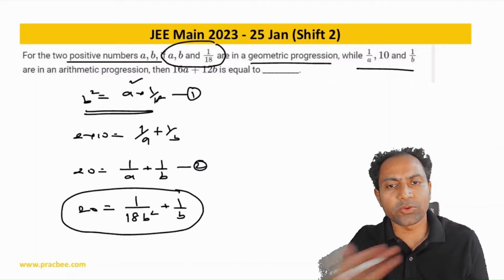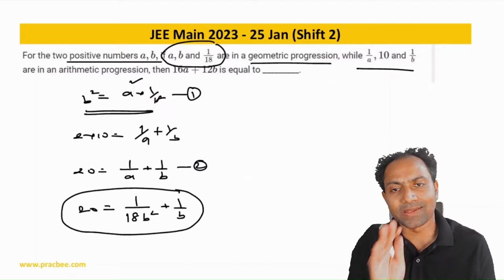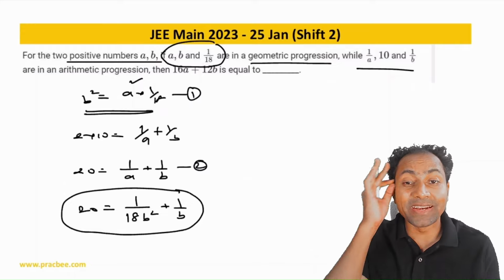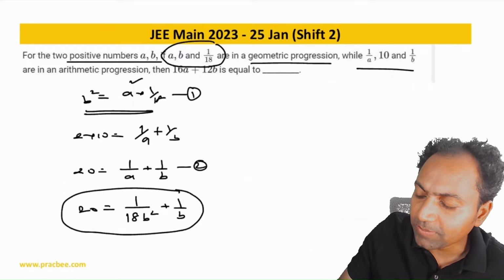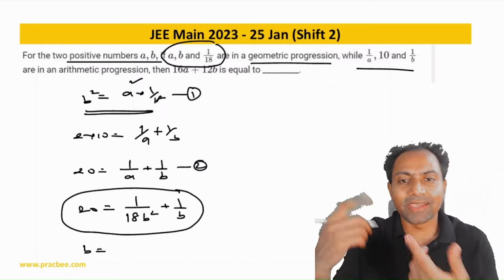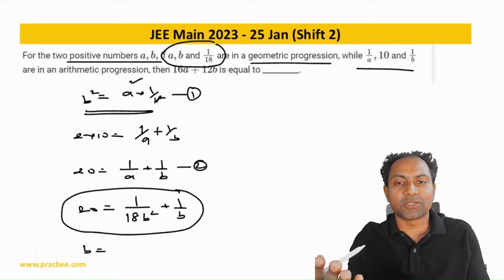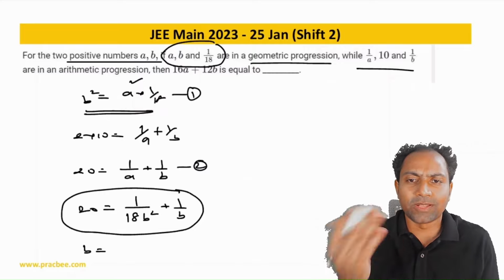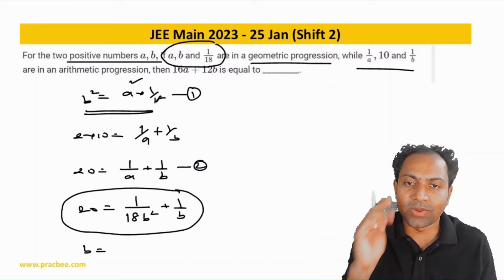So either you can solve the quadratic equation in 1 by B, and that is one valid way to do it, or you can be a little bit intelligent and think about what can be the fractional values of B. So I'm thinking in terms of something which is a multiple of 6 so that 18 gets cancelled out. So 1 by 6 I tried, did not work out. 1 by 12 is working out.